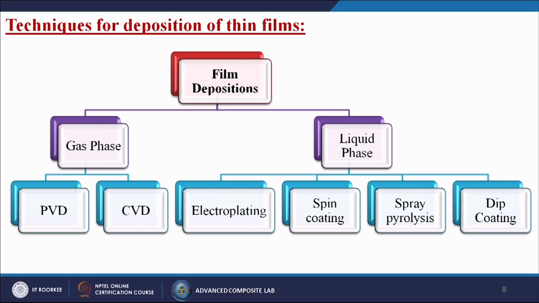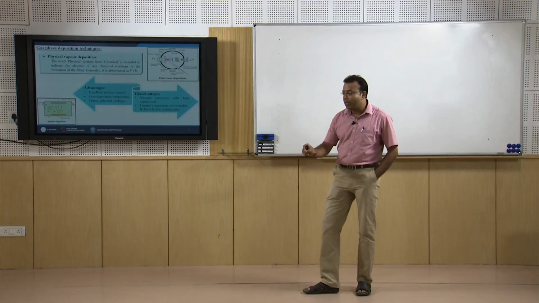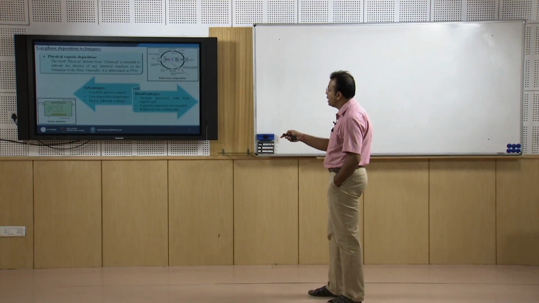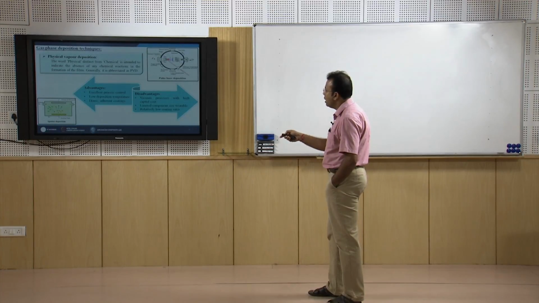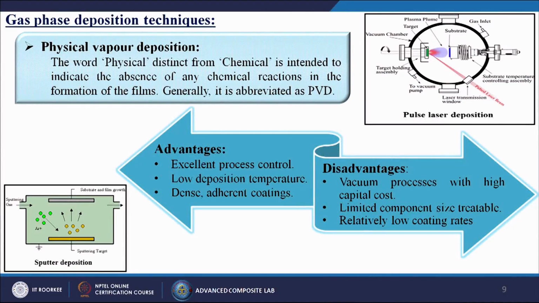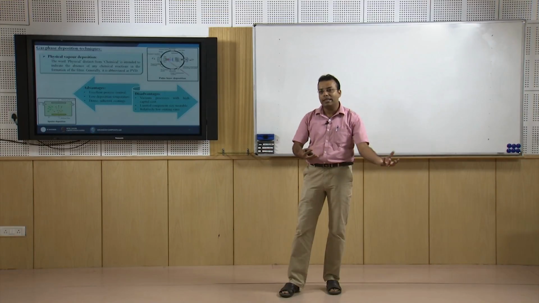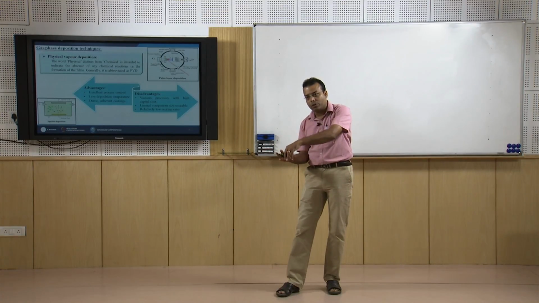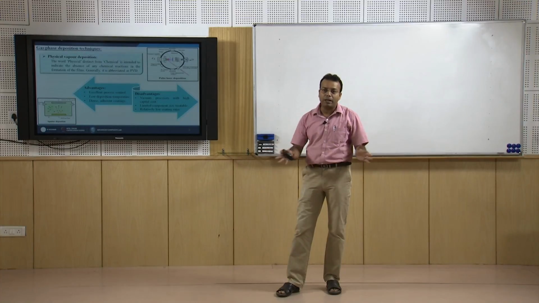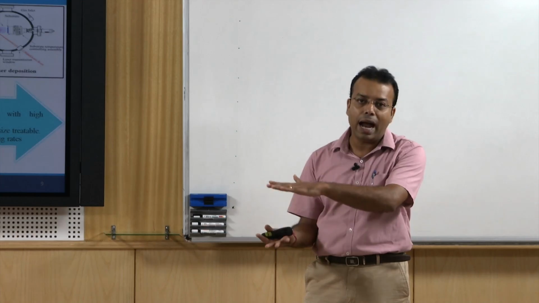Now, in a brief manner I am going to discuss the gas phase deposition techniques, the first being physical vapor deposition. The word physical, distinct from chemical, is intended to indicate the absence of any chemical reactions in the formation of the films. Generally it is abbreviated as PVD. Simply, we have a precursor, we heat that material to make gas or molecules, and then that gas and those molecules come directly onto the substrate. There are no chemical reactions between the coating and the substrate.